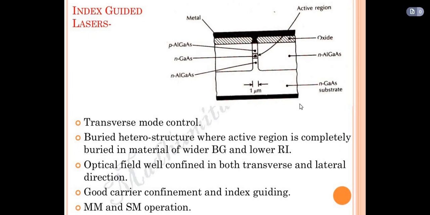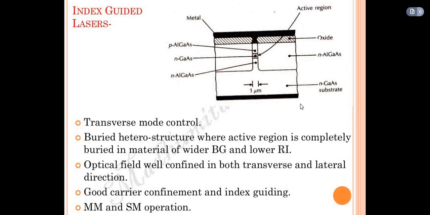Because of all these parameters, we can say that our index guided laser is more confined. It is going to take more of the index phenomena, right? So it works for good carrier confinement, it also uses index guiding, and the multi-mode and single mode are going to be taken care of. That's the reason the confinement analysis needs to be made more clear.